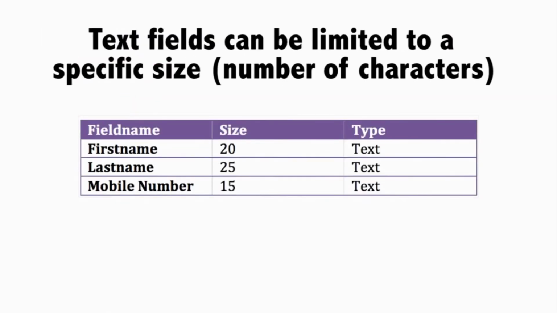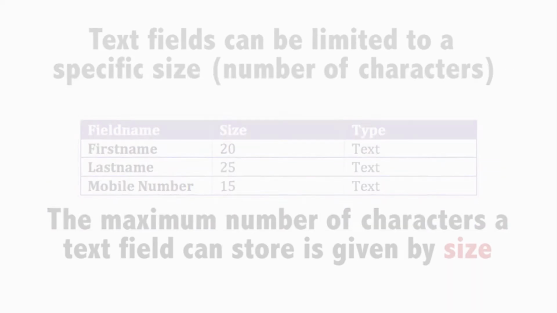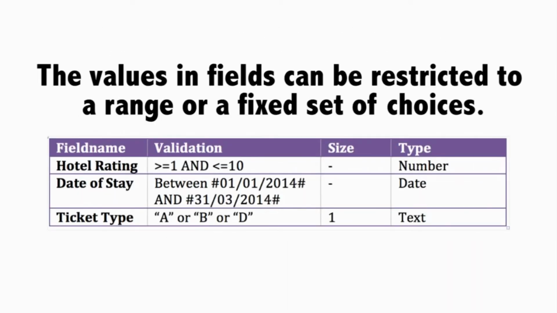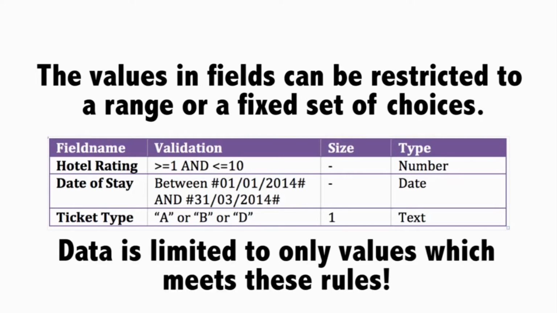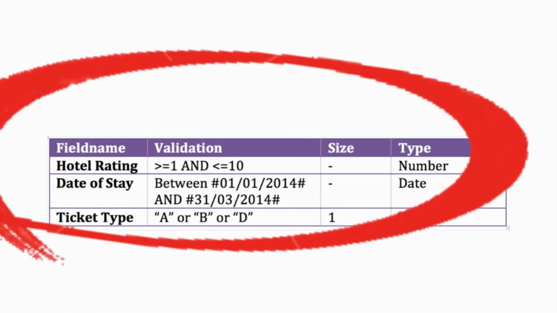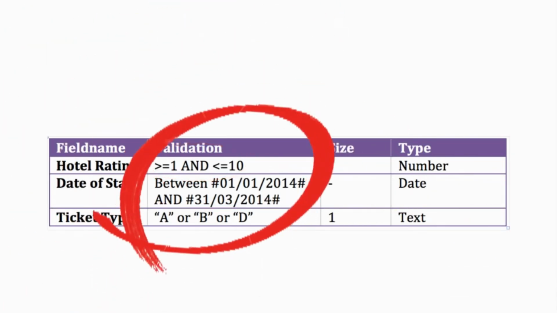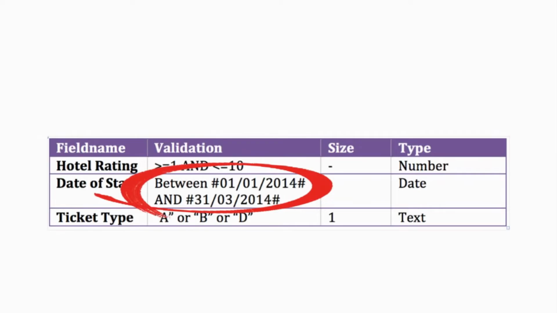Text fields in a database can have a specific length. This is the maximum number of characters that the field can store. Some fields can also have a limit put on the range of numbers, date, time, or characters they contain. This restricts the data in these fields to within the range. For example, numbers from 1 to 10 only, or dates from 1st of January to the 31st of March only.